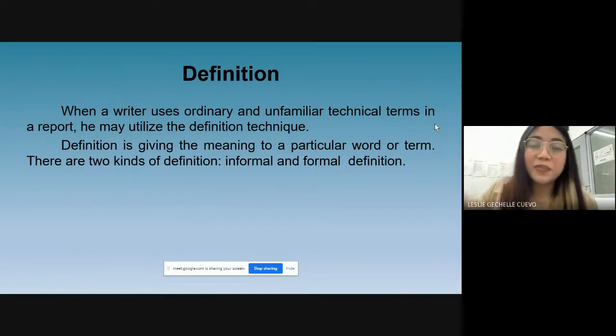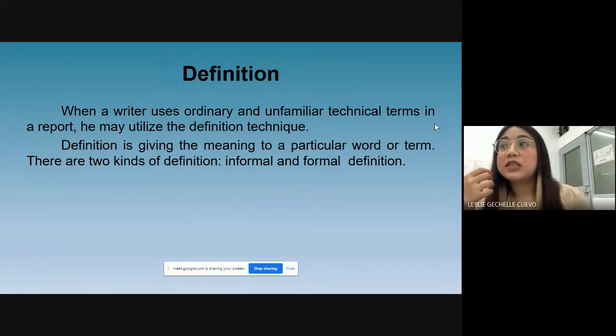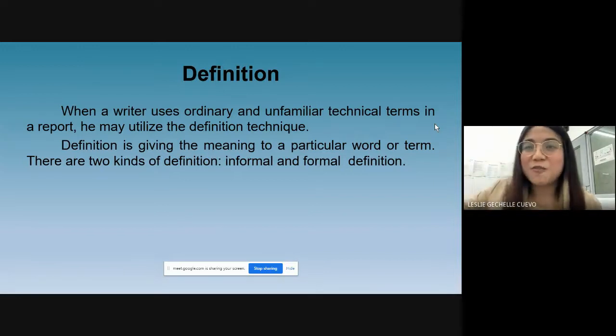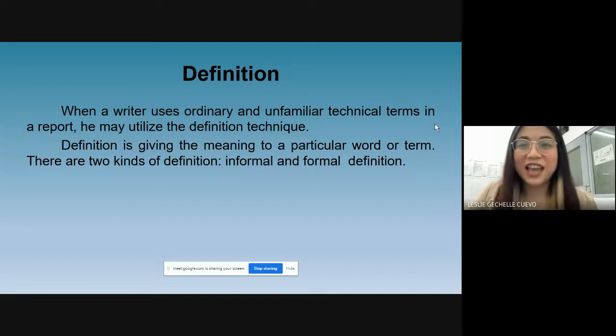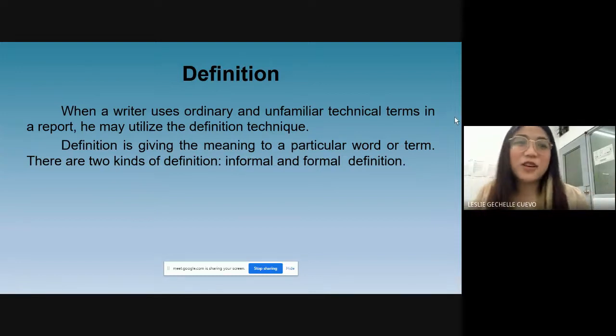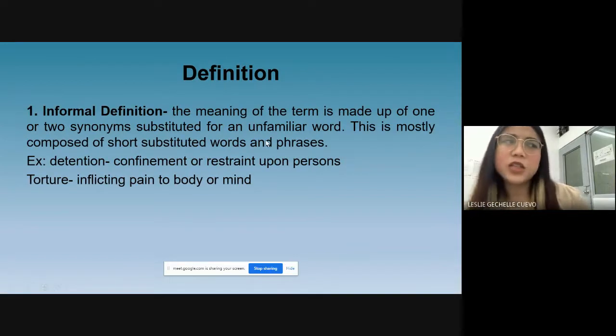So when you write, pag gumagawa ka ng report, for example, one of the best subjects in the BS Criminology program is dactyloscopy, period. Tapos dactyloscopy is, tapos yung definition niya. Pwede yung gawing technique para mas maging maganda pakinggan yung report mo. So dito muna tayo sa informal definition.